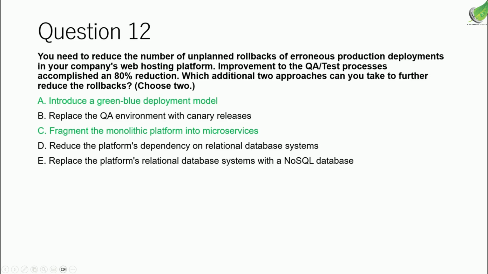Finally, option E, replace the platform's relational database systems with a NoSQL database. This is incorrect. Replacing a relational database with NoSQL is a massive architectural change that introduces a lot of risk on its own. There's no guarantee this would reduce rollbacks. In fact, such a complex database migration project would likely increase the number of errors in the short term. The root of the problem is the deployment process and application architecture, not the database technology. So, to conclude, the two best additional approaches to reduce rollbacks are A, introducing a blue-green deployment model, and C, fragmenting the monolithic platform into microservices.